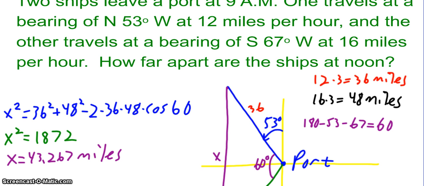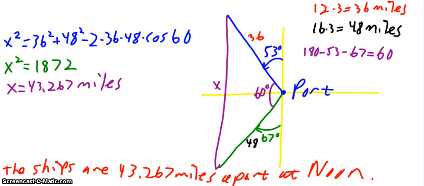Alright, so here is my diagram. So if this is port and the one ship was traveling north and then 53 degrees west, that's going to be this angle here. So the ship is up here and the other ship was traveling south 67 degrees west, so that ship is down here. So this represents the distance between them.